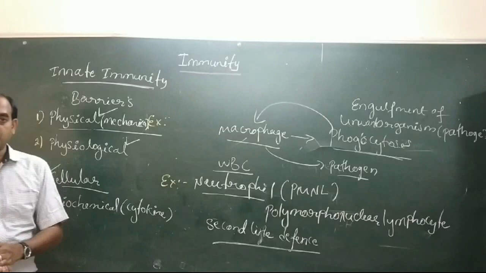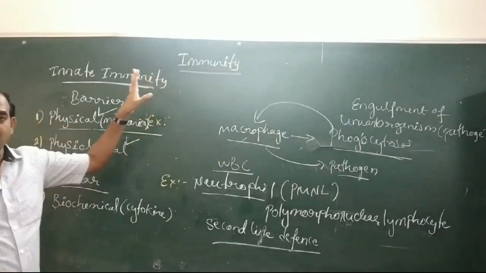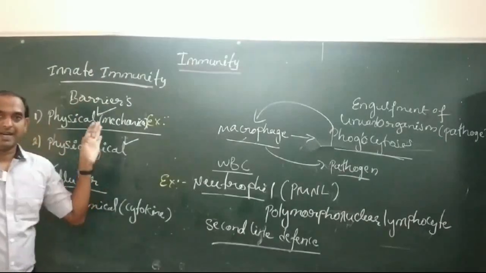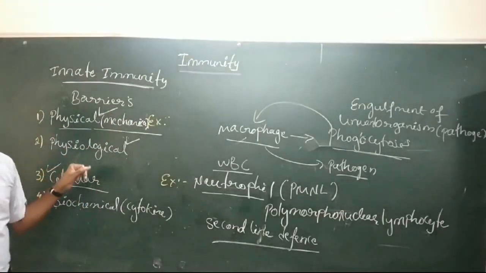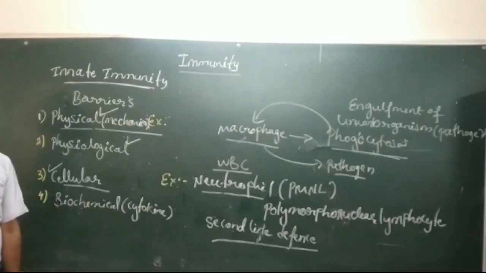So we are discussing innate immunity. In innate immunity, we have discussed the barriers: physical, physiological and cellular.